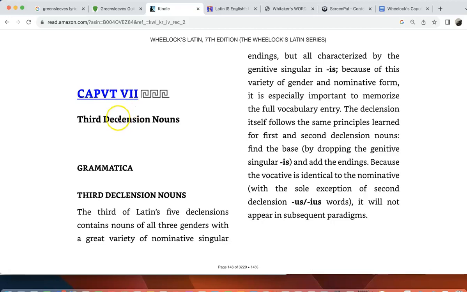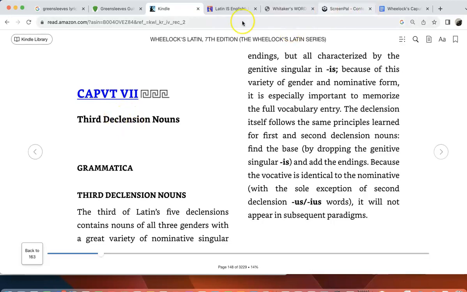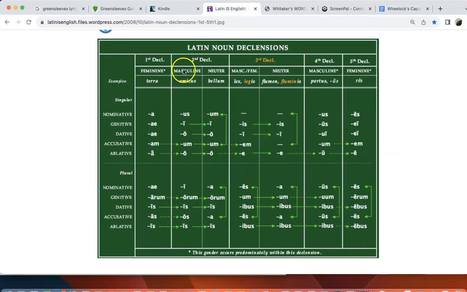All right, let's jump into the topic, third declension nouns. What do we mean by that? Well, as you know, Latin is all about the endings. So we have to learn our endings: is, i, em, e, es, um, ibus, and so on. Here we're talking about third declension.